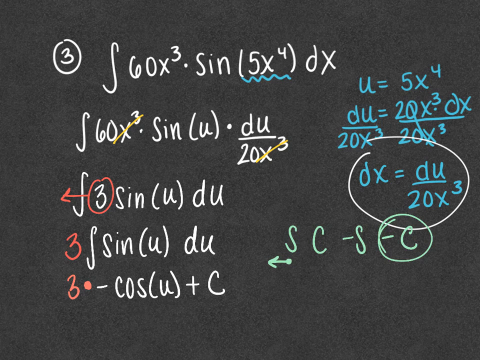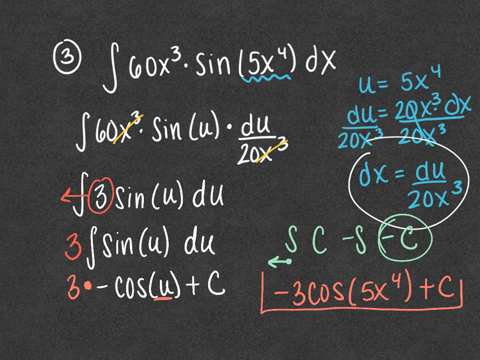to multiply. So putting it all together and substituting the x values back in, my final answer is negative 3 cos 5x to the fourth plus c. That is my final answer.